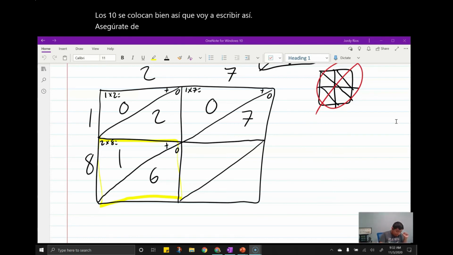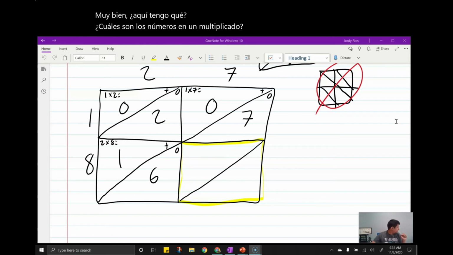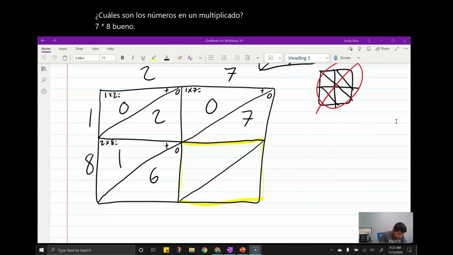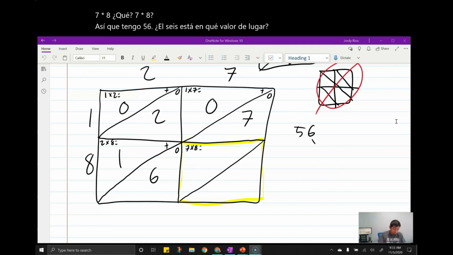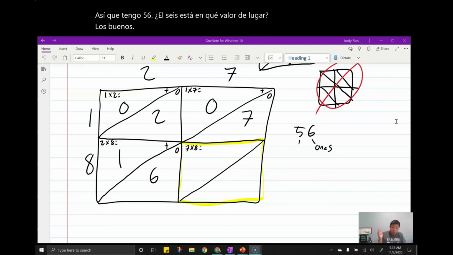Last box. All right, so here I have what? What two numbers are we multiplying? 7 times 8, good. Okay. 7 times 8. What's 7 times 8? Good, 56. Okay, so I have 56. The 6 is in what place value? The ones, good. The 5 is in what place value? Good, tens. So that means I'm gonna write it like this.